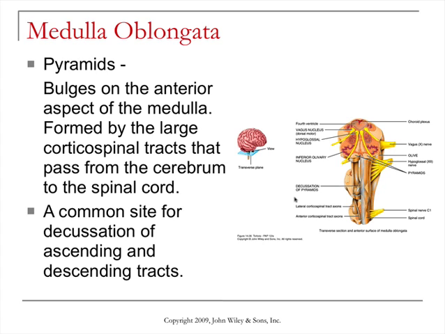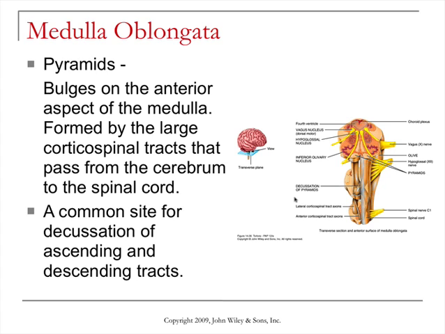The pyramids, as were just mentioned, are bulges on the anterior part of the medulla. These are formed by large corticospinal tracts that pass from the cerebrum down to the spinal cord. You might remember that a tract is a group of neurons that are sending messages in the same direction. These particular tracts contain neurons that are sending motor messages. And these neurons are sending messages from the cerebrum down to the spinal cord.